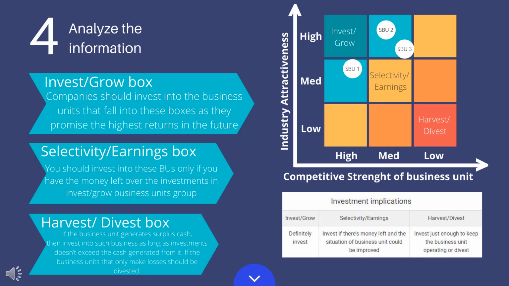There are different investment implications you should follow. Depending on which boxes your business units have been plotted in, there are 3 groups of boxes: investment or growth, selectivity or earnings, and harvest and divest boxes.